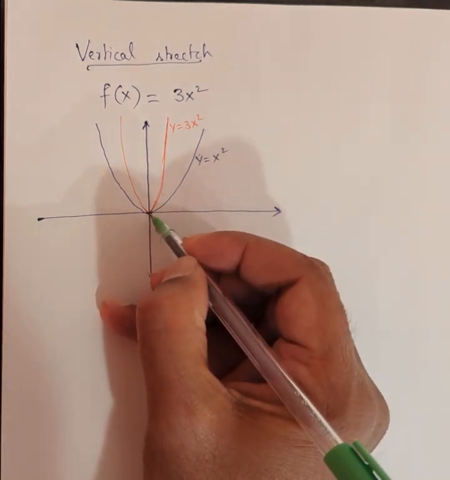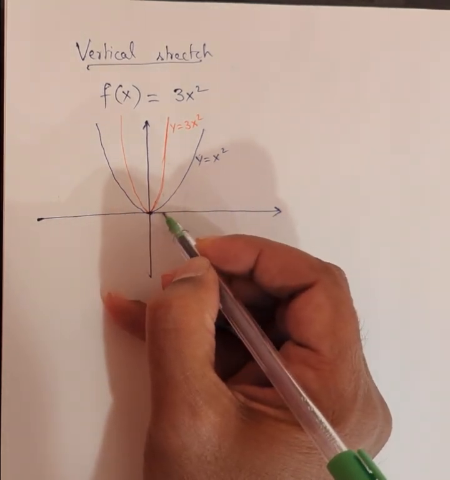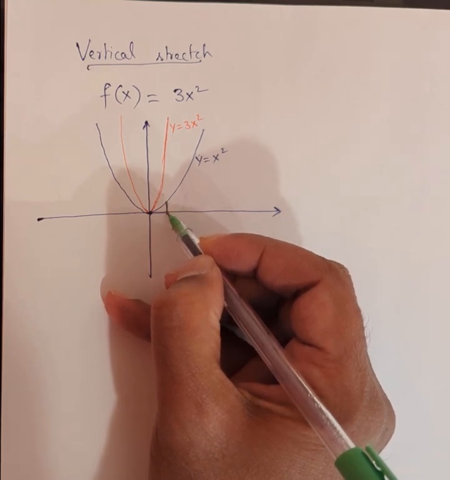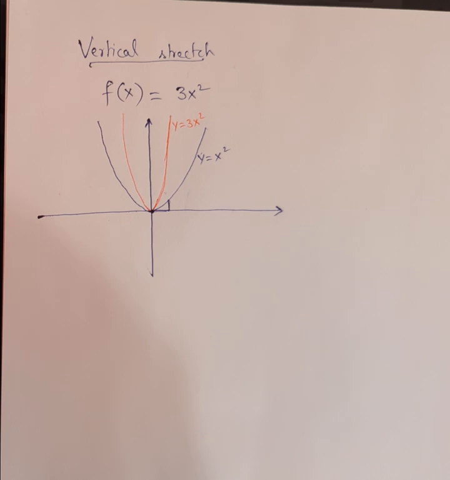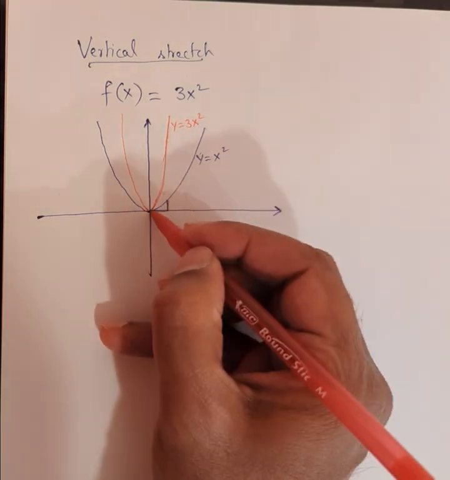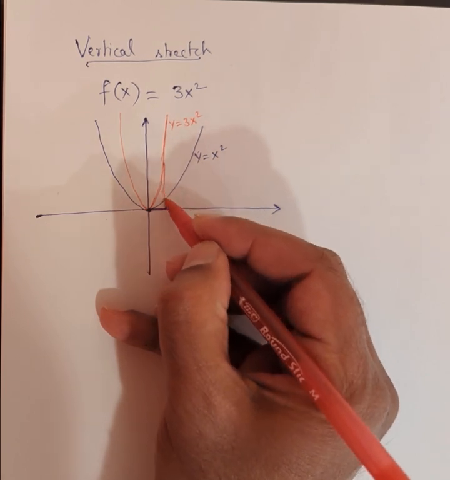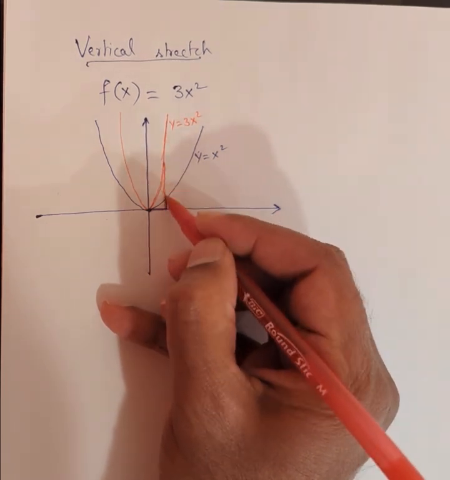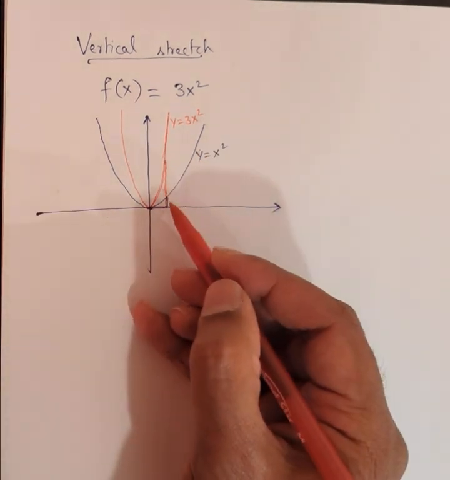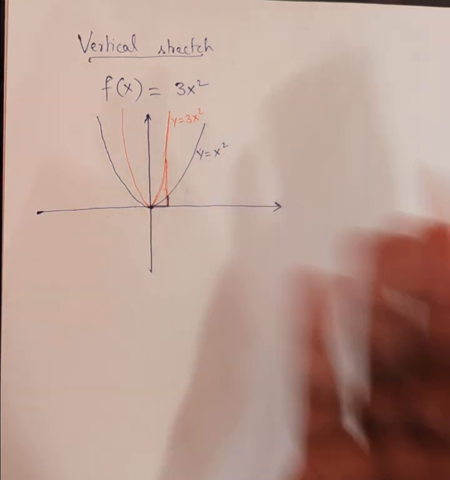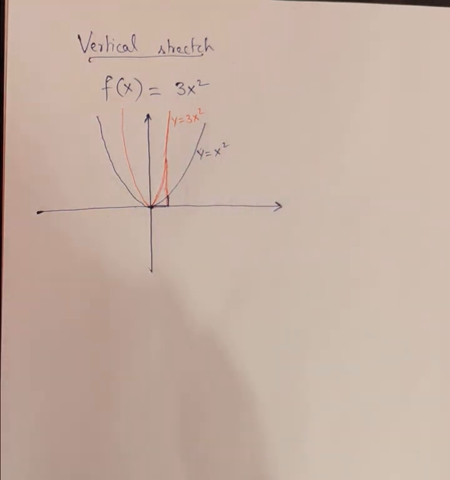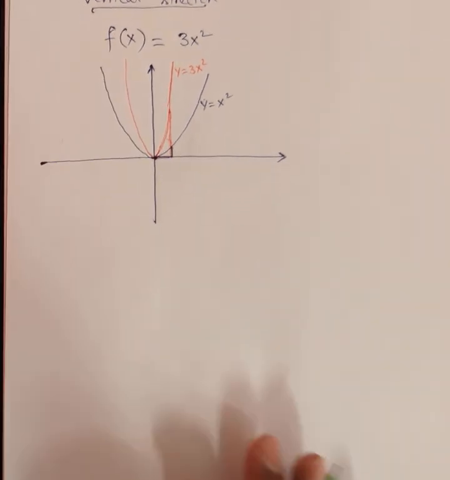Now, for y equals x square, if you move right 1, you go up 1. But for 3x square, if you move right 1, you go up 3. That's why the red height is 3, whereas the blue height is only 1. That's why the red graph is closer to the y-axis, because all points are stretched or they have more y value. So that's how it works.